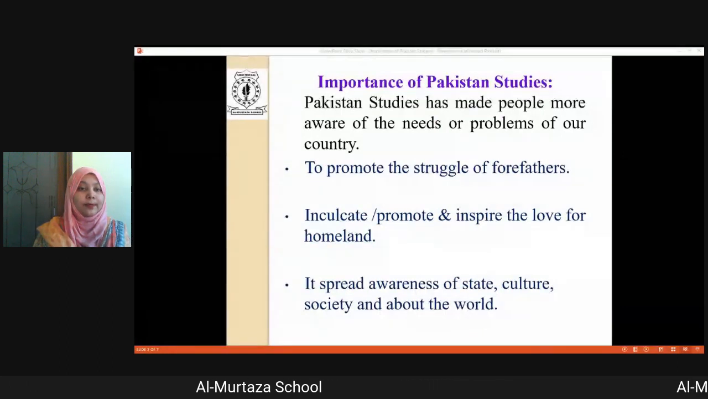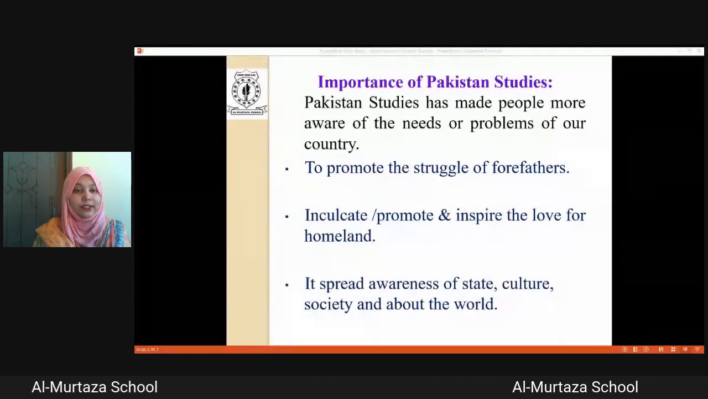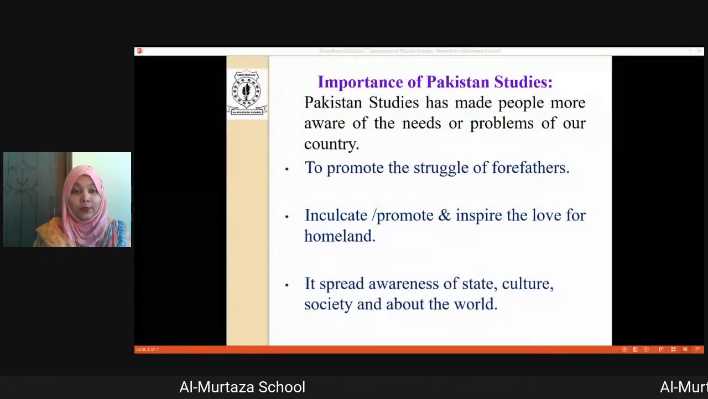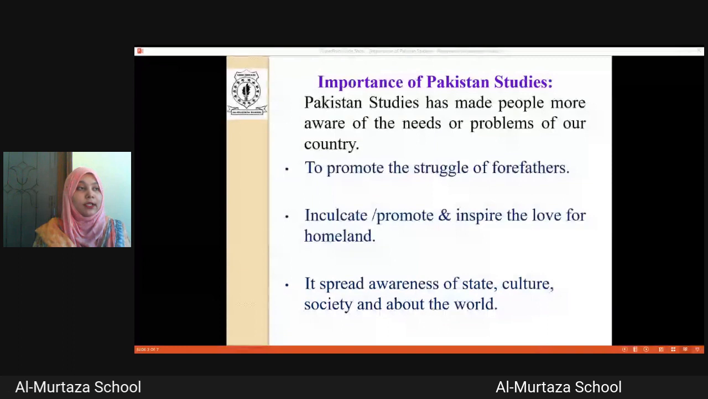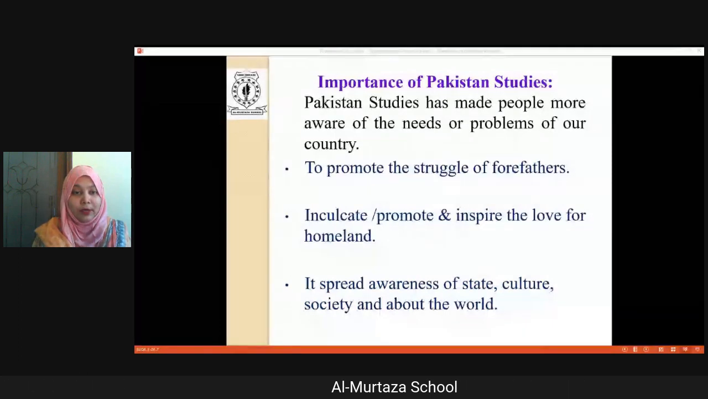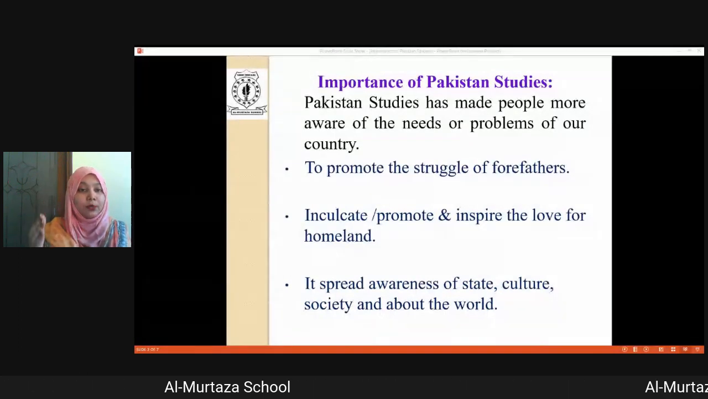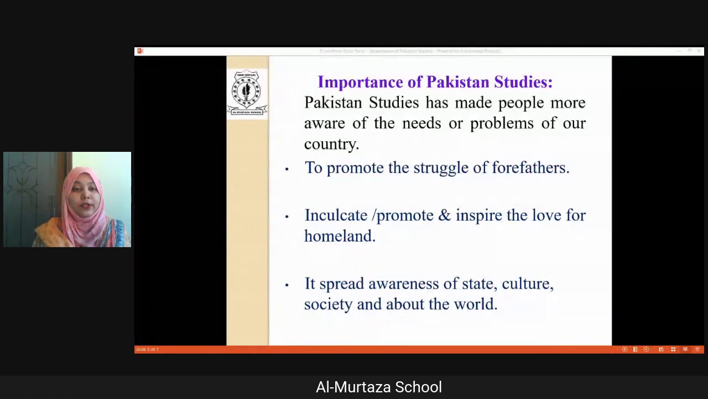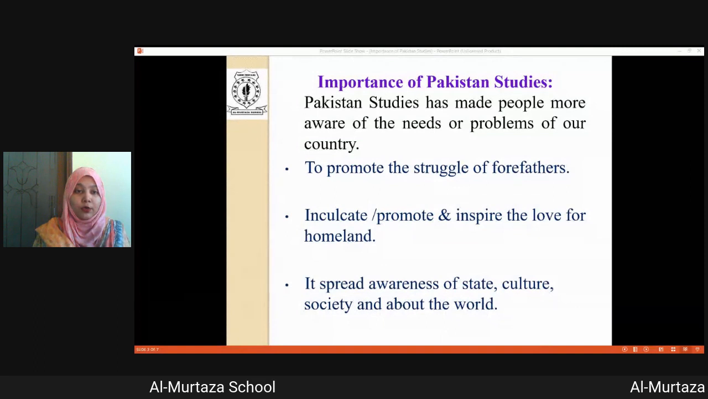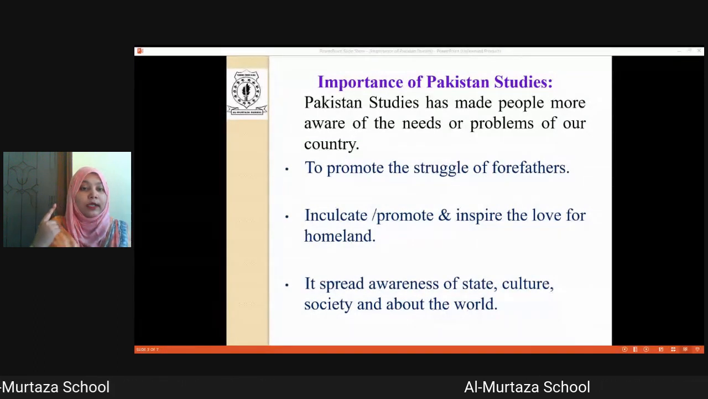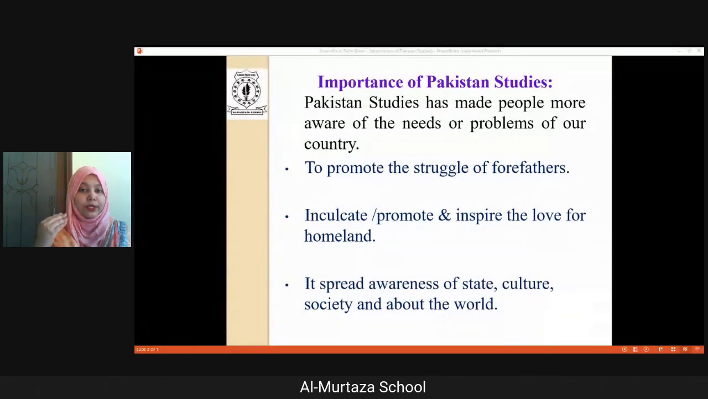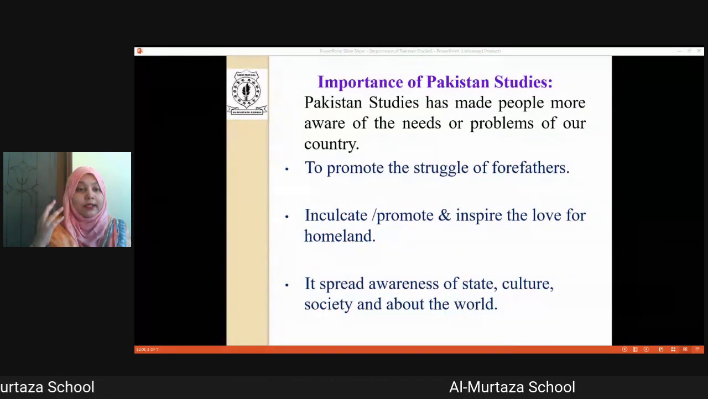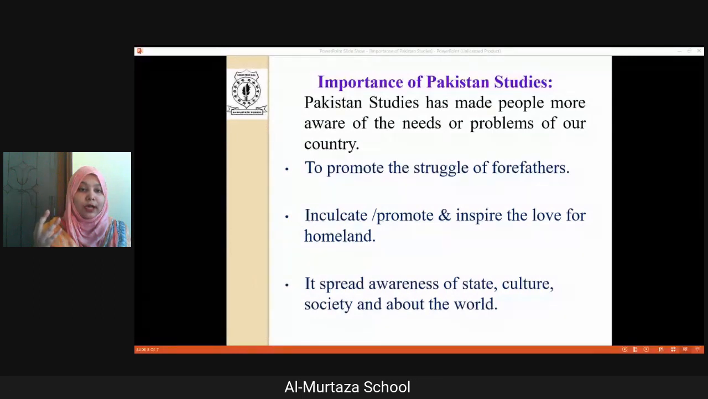The very reason why I am explaining all these points in detail is that if the question is asked by AKUEB in your board examination, that you have to write details about Pakistan studies, you have to list down all of these points. If you list down all of these points, then definitely you can score good. But if you will only talk about, like the point mentioned over here, the struggle of forefathers, your answer will be incomplete. These points are the core bodies which you have to mention.